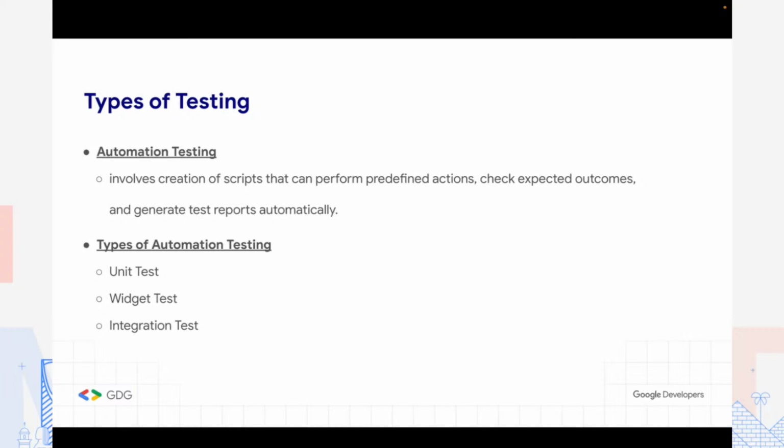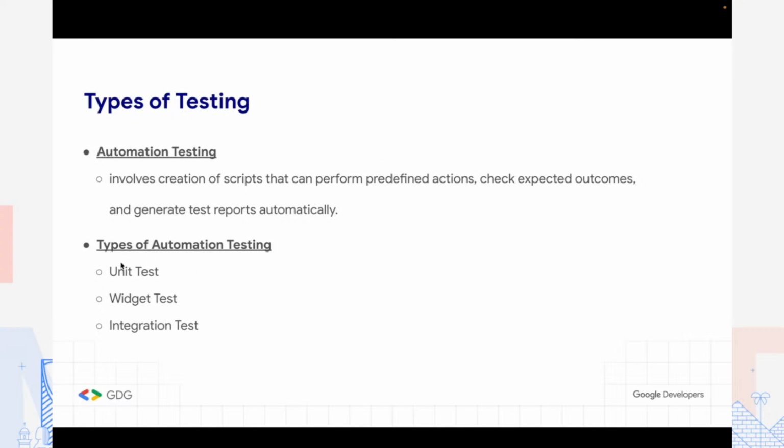And automation testing involves the creation of scripts that can perform predefined actions. So in automation testing, we are going to be writing different types of test scripts that will perform predefined actions. So we'll be writing code that is going to perform the testing for us. In manual testing, we are going to have the scenario and we are going to execute that scenario. But in automation testing, we just have to write the code, and the framework is going to do the job for us.